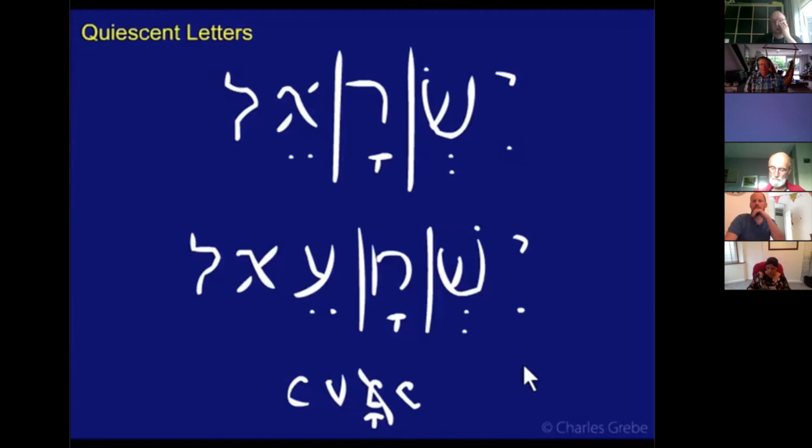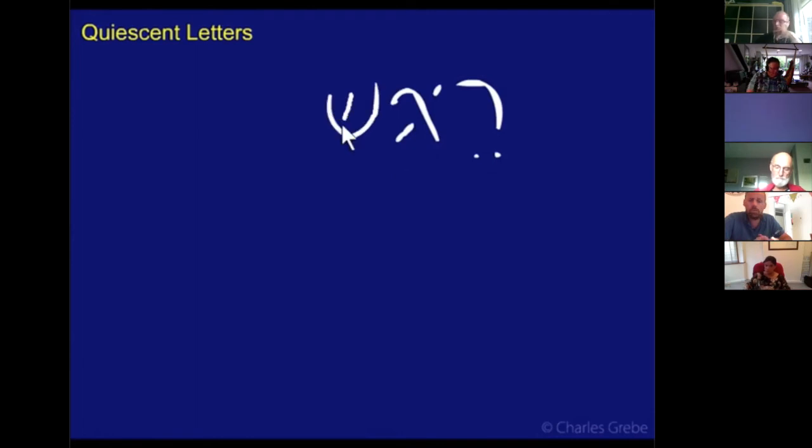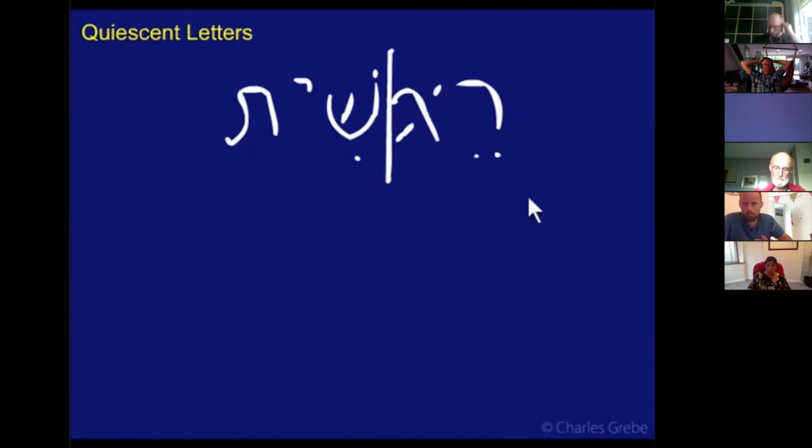Let's take a look at another example. This is Reshit. Reshit means beginning. The first word in the Bible is Bereshit, which puts a b in front of this: in the beginning. Here is the syllable division, and here we have a quiescent Aleph at the end, and it has no vowel under it. So Aleph will quiesce, and you can tell because it doesn't have the vowel.